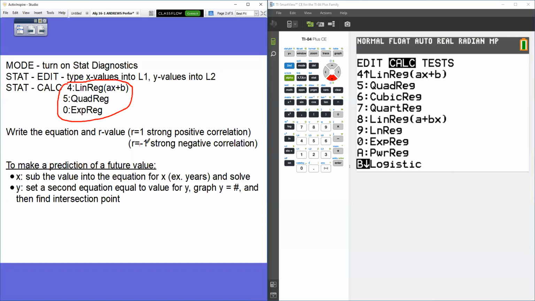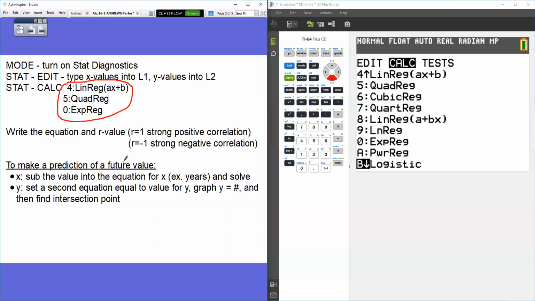When you look at your R values, remember that an R value of 1 indicates a strong positive correlation. An R value of -1 indicates a strong negative correlation. It's strong when it's close to 1 or -1. Positive because it's a positive number, negative because it's a negative number. So the closer that they get to 1 or -1, that's where it's strongest.